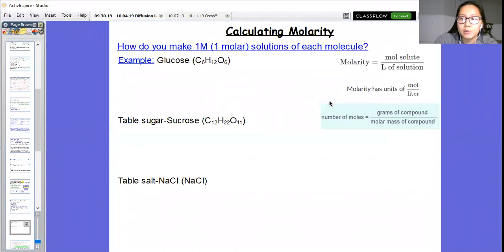Now we're going to actually calculate molarity. And molarity is not that hard to calculate because, how do I explain this? The molarity is always in 1 liter of solution, how much solute did you put in? So we're basically doing the amount of solute per 1 liter of solution. The reason we do this is because 1 liter is a convenient amount of solution that we're going to make, and it's easy to calculate using the molar mass. So basically they're saying you want to make 1 molar solution of each molecule.